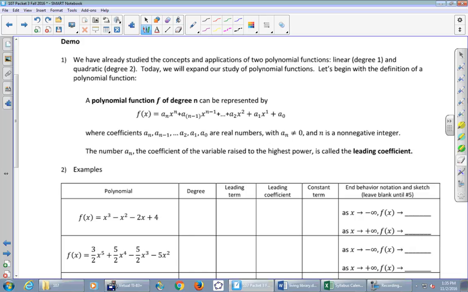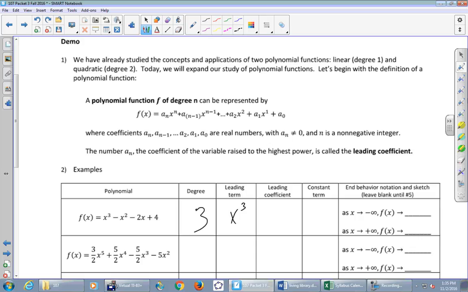The degree, this is just vocabulary, is the highest power. What is the degree for this first one? It's just a number. It's just 3. It's not x to the 3, it's just 3. The leading term is the thing with the x in it. It's the whole term that goes with that degree. So x to the third. If there were a 7 in front of the x to the third, then the leading term would be 7x to the third. Okay, the whole term. X to the third there.